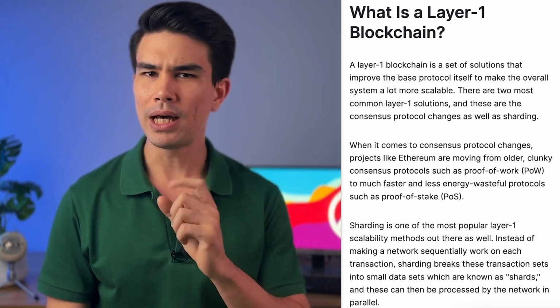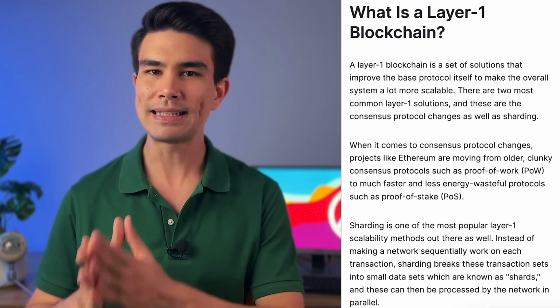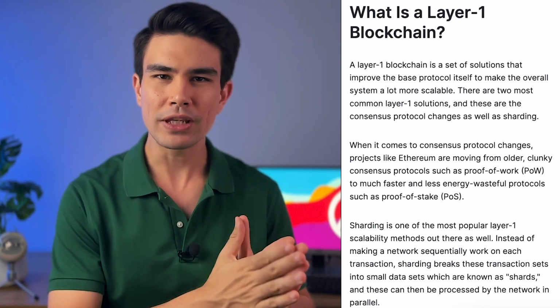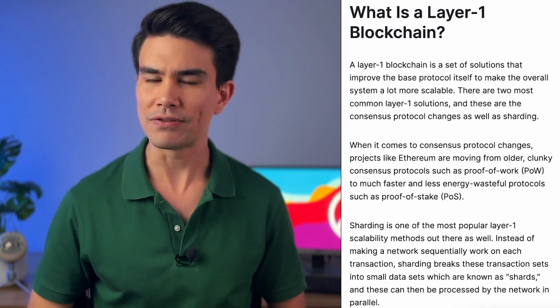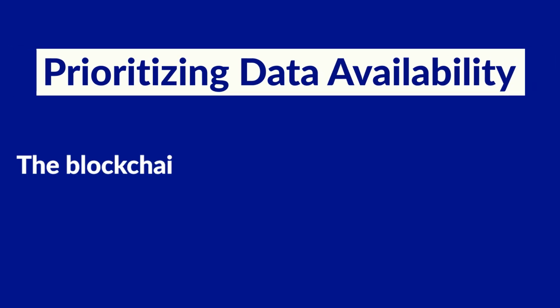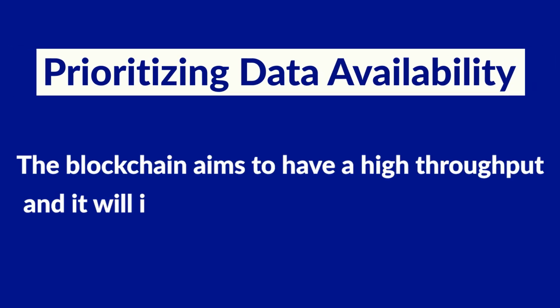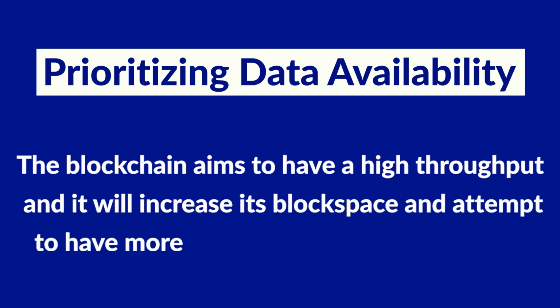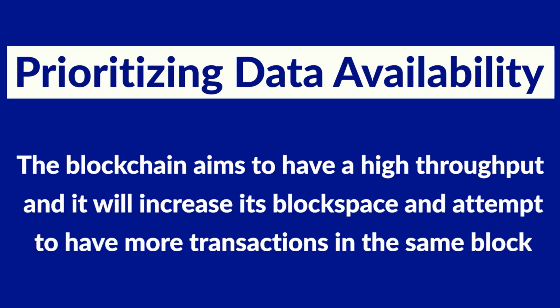And to do this, a monolithic blockchain optimizes its consensus, block space, and execution capabilities depending on the objectives it prioritizes. By prioritizing data availability, the blockchain aims to have a high throughput, and it will increase its block space and attempt to have more transactions in the same block. This will stress the node service providers as they will have to increase their storage and could result in them dropping out due to not having adequate resources, whether technical or financial. This scenario will reduce the security and decentralization.